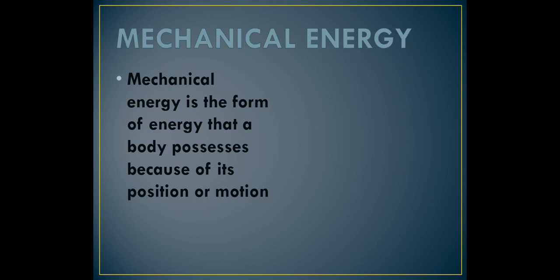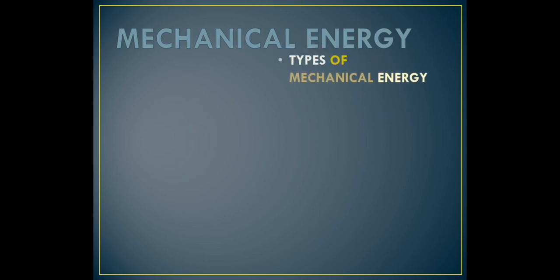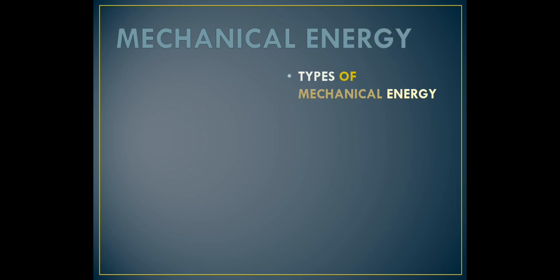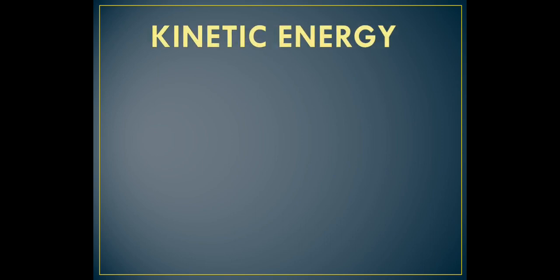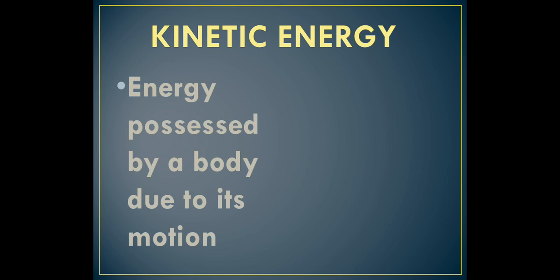Firstly, we are going to look at what is mechanical energy. Mechanical energy is the form of energy that a body possesses because of its motion. We have different types of mechanical energy. One, we have kinetic energy, and two, we have potential energy. Mechanical energy is the energy possessed by a body due to its motion. So, a body in motion possesses what we call kinetic energy.